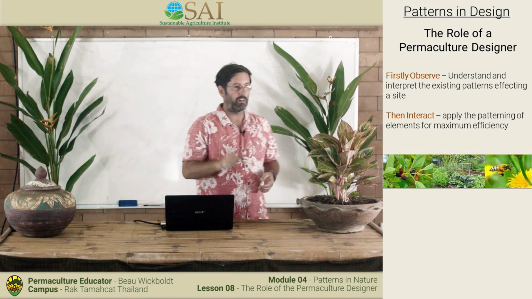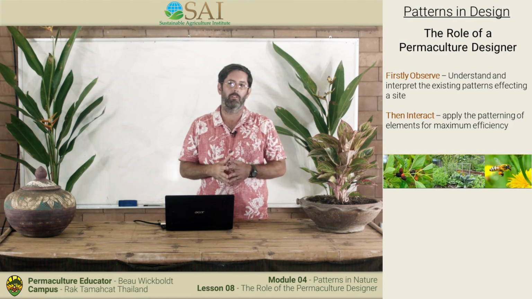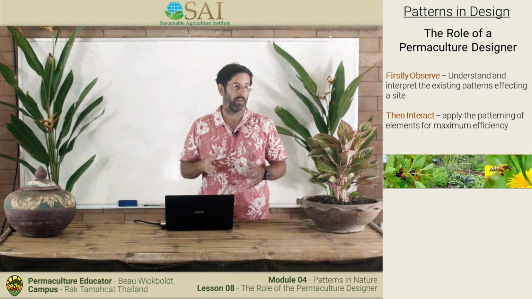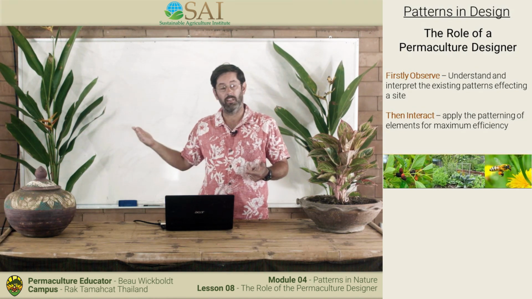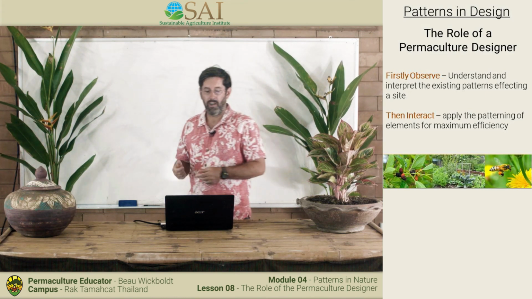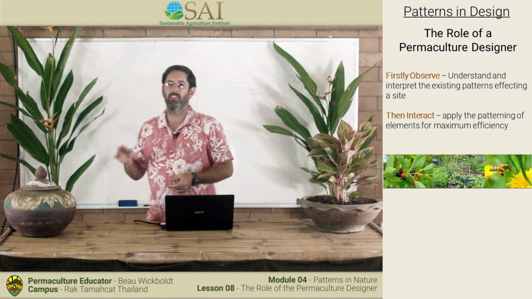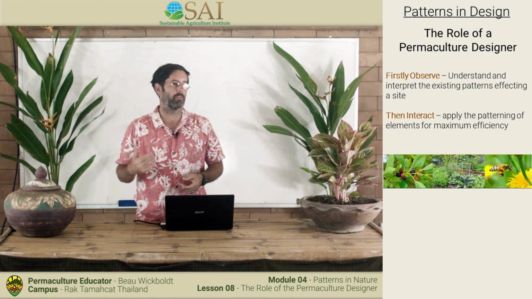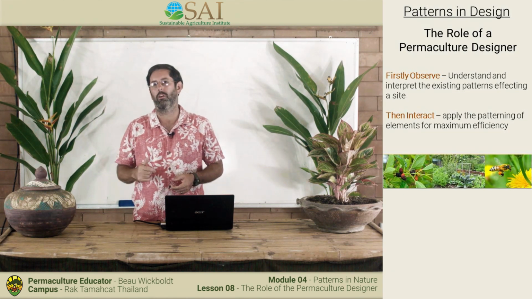Then we can interact. So once we observe our site, we see what's going on, we see what its needs are in relationship to possibly our clients or our desires. Then we interact. Apply the patterning of elements for the maximum efficiency so that we can get the maximum yield from the site with the minimum amount of work. Okay, this is going to be a good or functional design.